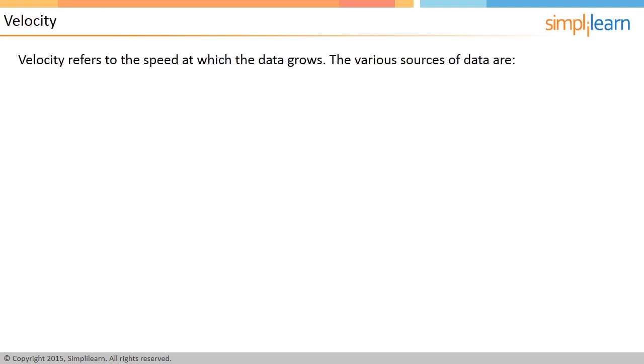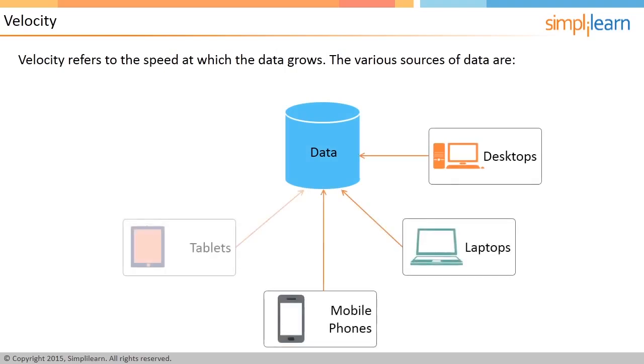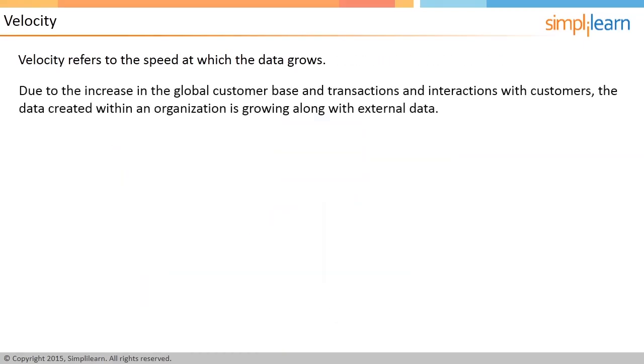The term velocity refers to the speed at which the data grows. People use devices that create data constantly. Data is created from different sources, such as desktops, laptops, mobile phones, tablets, and sensors. Due to the increase in the global customer base and transactions and interactions with customers, the data created within an organization is growing along with external data.